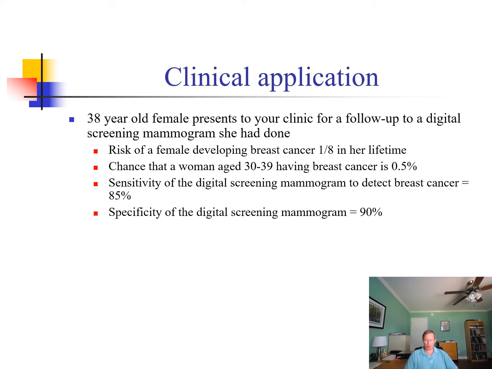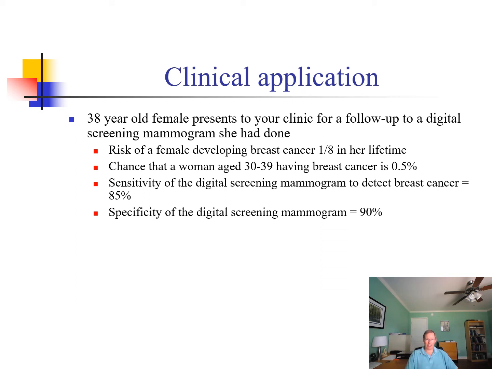But in the age group of 30 to 39, breast cancer is rare, about 0.5%. Now, if I look at different screening modalities, digital mammography is one of those. And let's say that the sensitivity, the ability of that digital mammogram to detect if the person has disease, is 85%. And let's say that the specificity, that is to detect those people who don't have breast cancer, is 90%. So I'm going to use those.